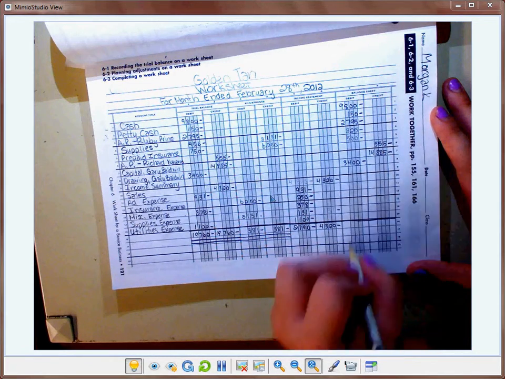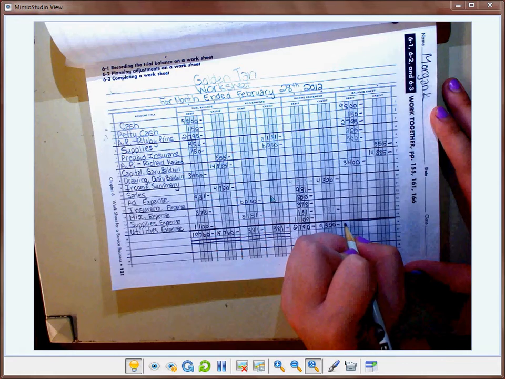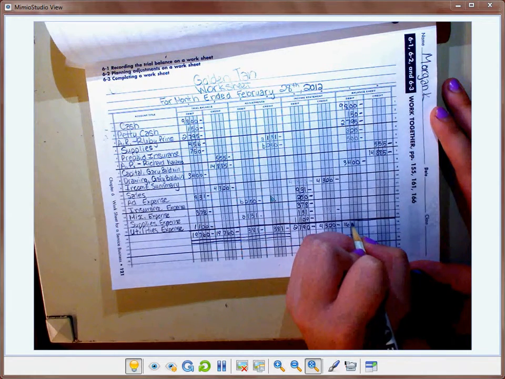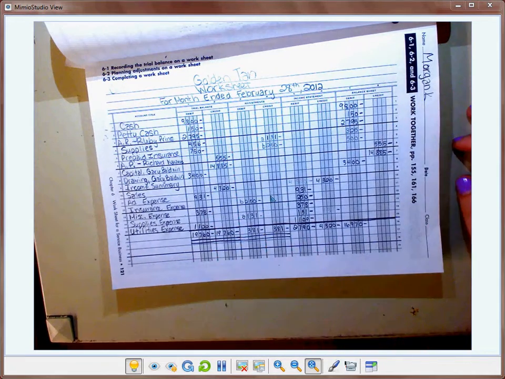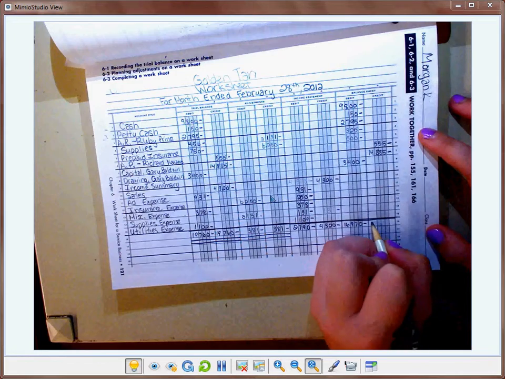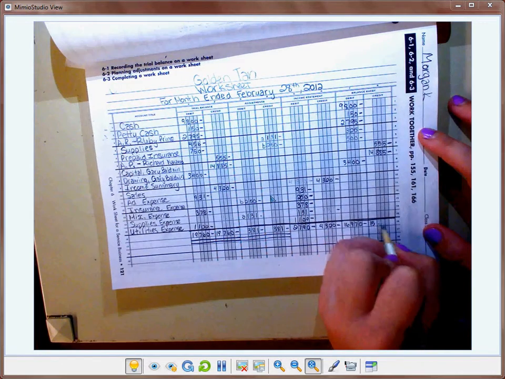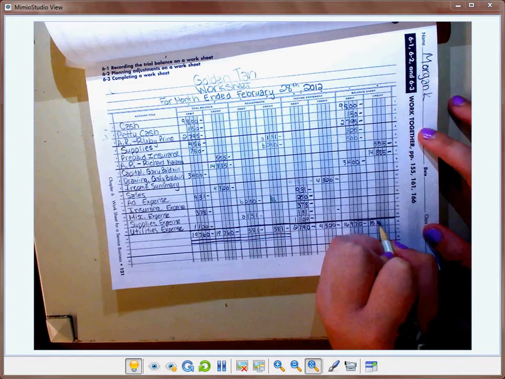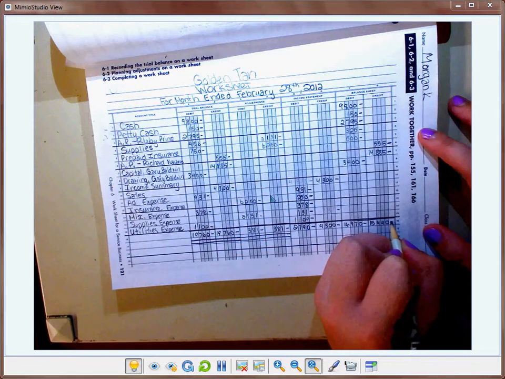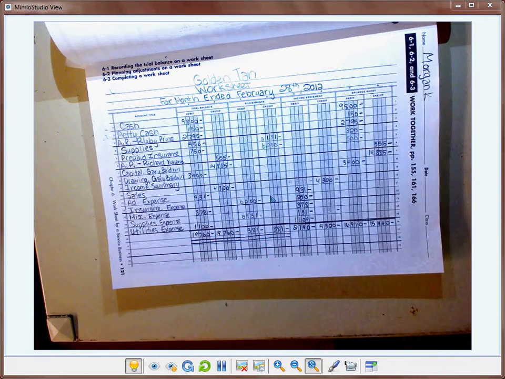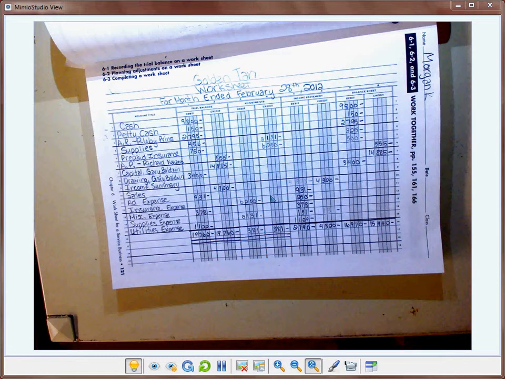Balance sheet debit $16,970. And our balance sheet credit is $15,440. Okay, now we have to figure out, do we have a net income or a net loss? So the easy way is look at those balance sheet columns. No double rule.